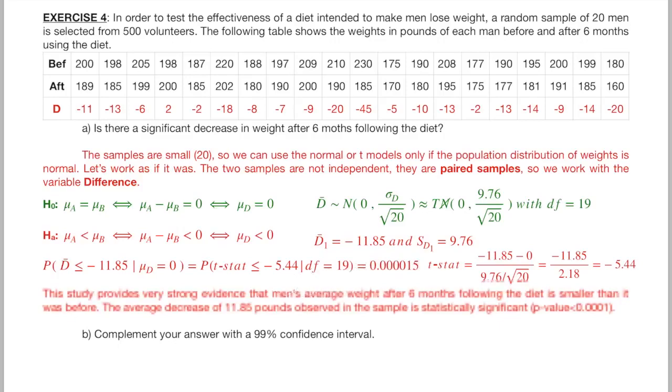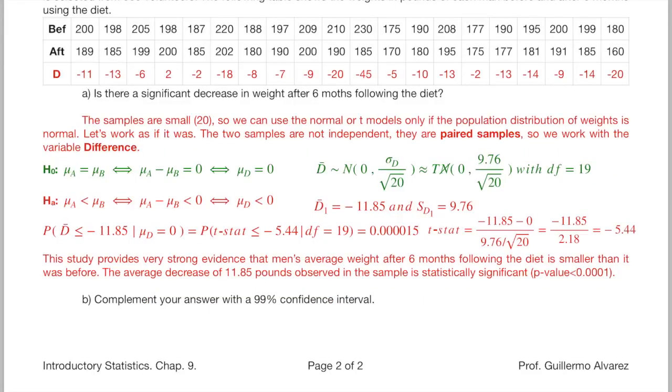A software or a table will tell you that this probability is 0.000015. Conclusion: this study provides very strong evidence that men's average weight after 6 months following the diet is smaller than it was before. The average decrease of 11.85 pounds observed in the sample is statistically significant. P-value less than 0.0001. When the p-value is so small, it's common that rather than writing down all the digits, we just say less than 1 in 1,000 or 1 in 10,000. So it is clear that men who follow this diet lose weight. But how much do they lose?